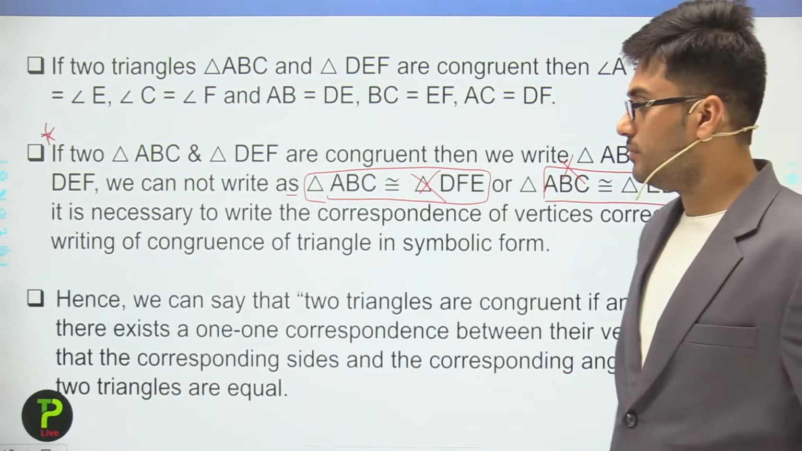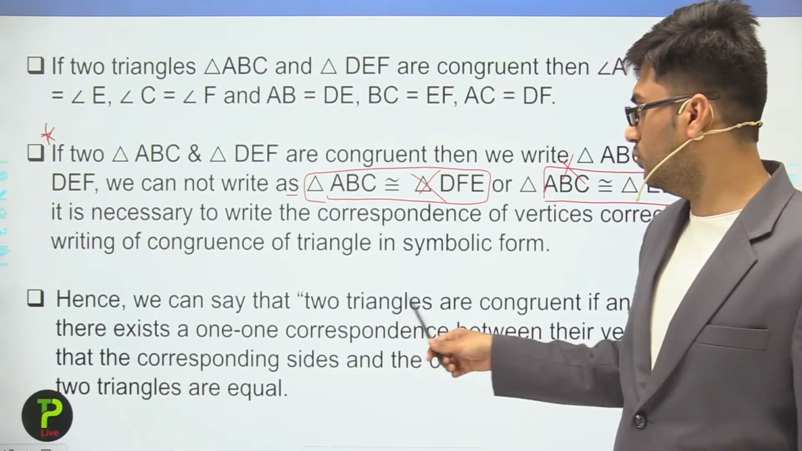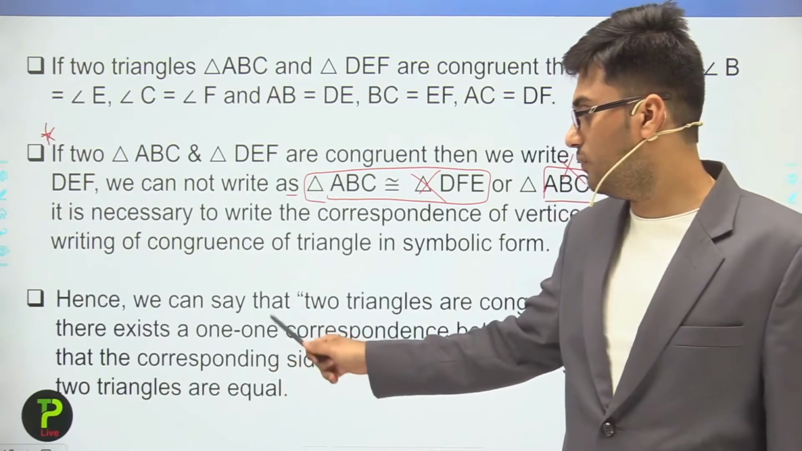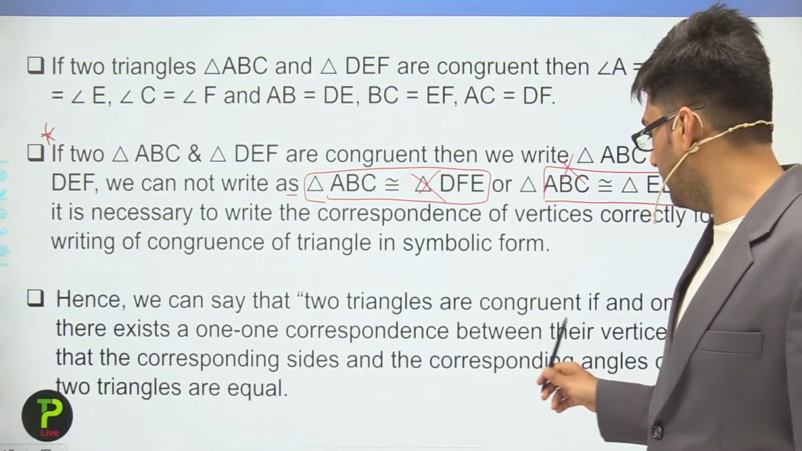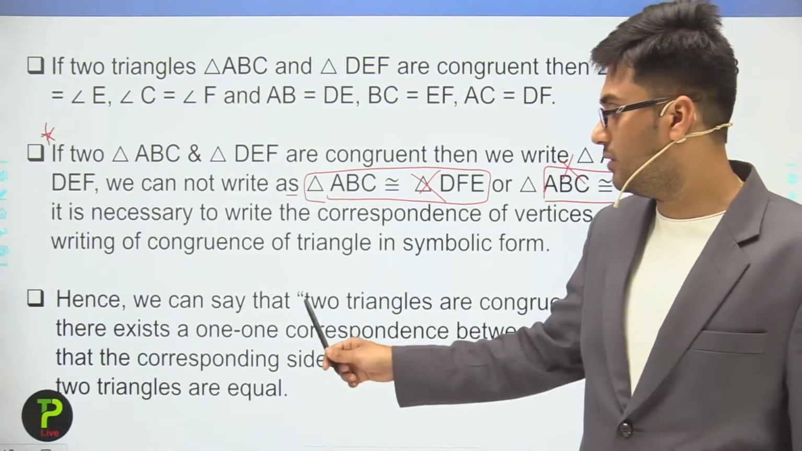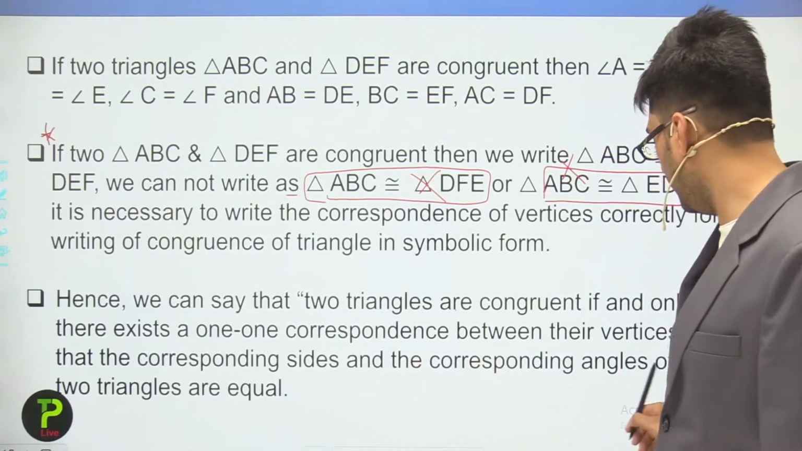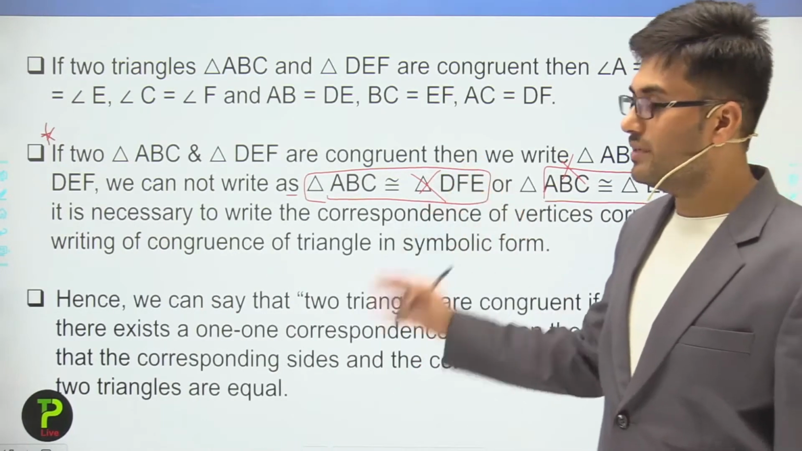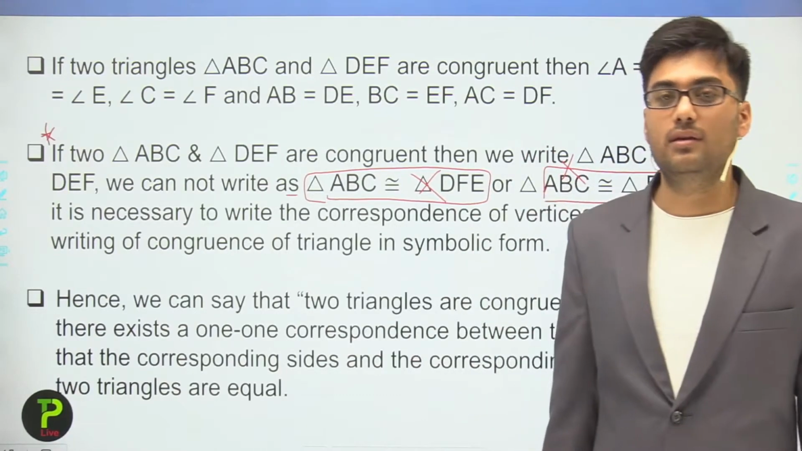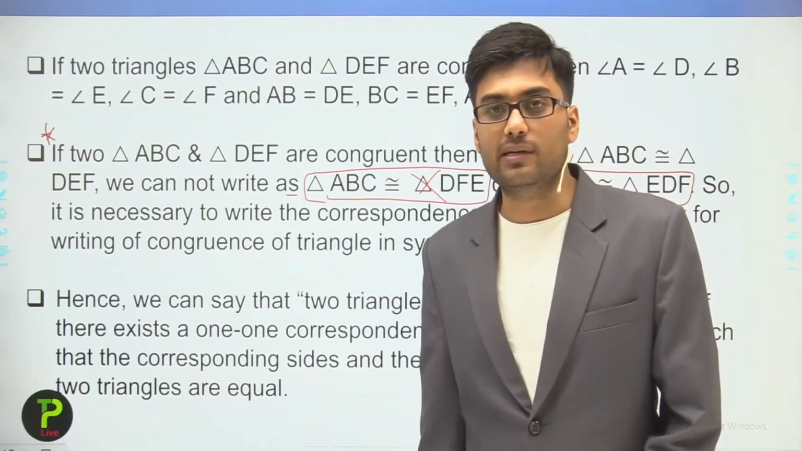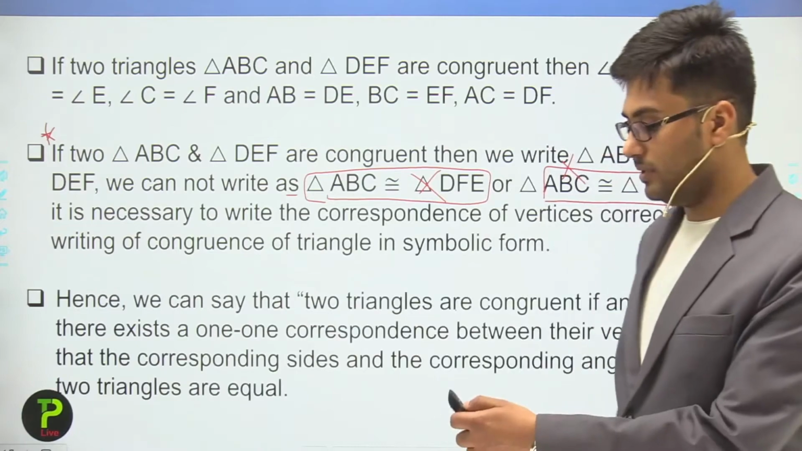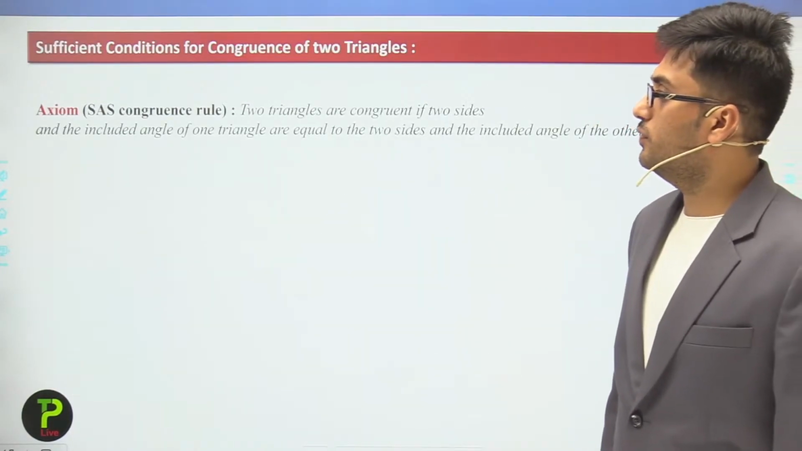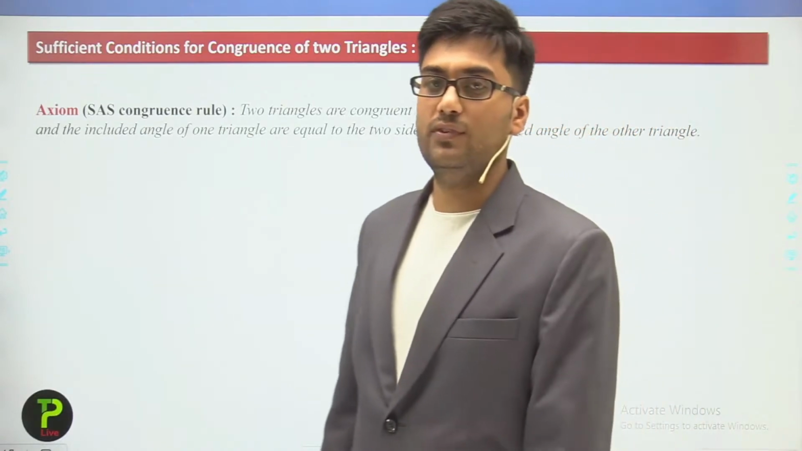Hence we can say that two triangles are congruent if and only if there exists a correspondence between their vertices such that corresponding sides and the corresponding angles of the triangles are equal. Clear? So students, these are the very fundamental points of congruency of triangles. Now let's discuss the sufficient conditions for congruency of two triangles.